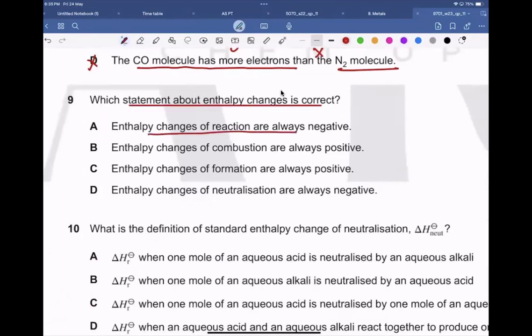The enthalpy change of reaction is always negative. No, it's delta H reaction, so it can be positive or negative. We don't say. The enthalpy change of combustion is always positive. No, it is always negative. So B is wrong as well.